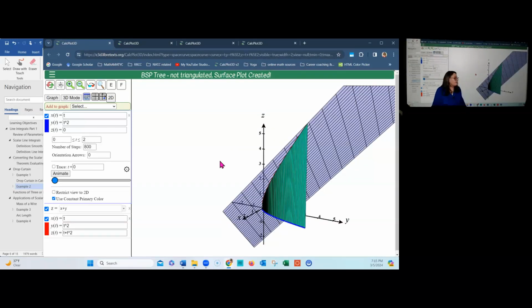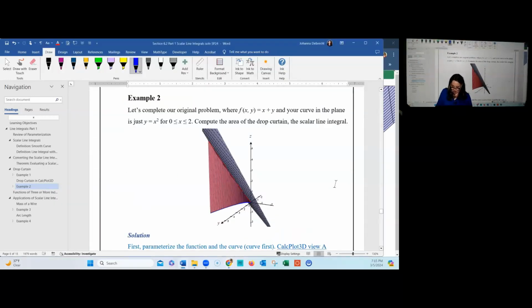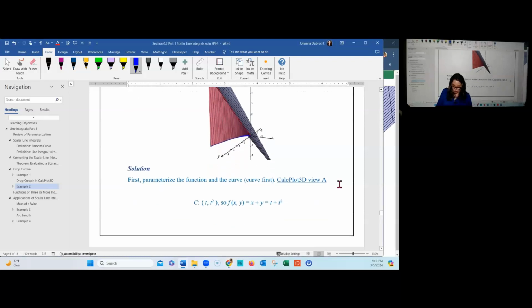Let's go ahead and find the area of this green drop curtain, which curves in three-dimensional space. To do that, we want to first parameterize the curve and the function. You always start with parameterizing the curve. The parameterization of the curve will affect the representation of the function in terms of t.